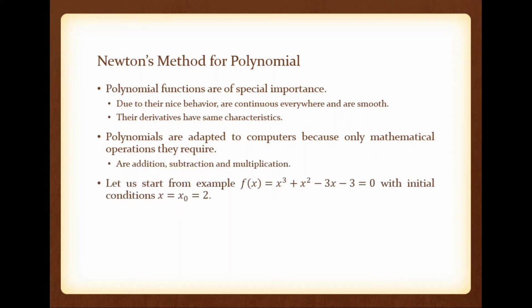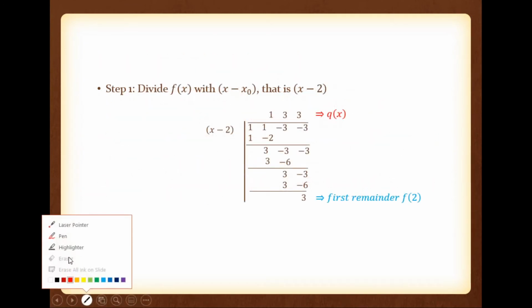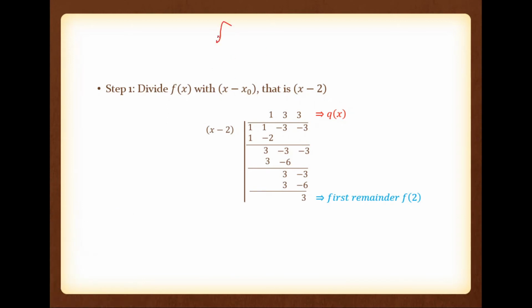For the purpose, consider f of x equal to x cube plus x square minus 3x minus 3, that is equal to 0. It means we are going to find the root of f of x equal to x cube plus x square minus 3x minus 3 equal to 0. So take the initial condition as x equal to x0, that is equal to 2.